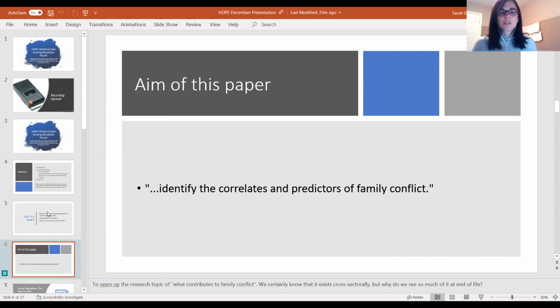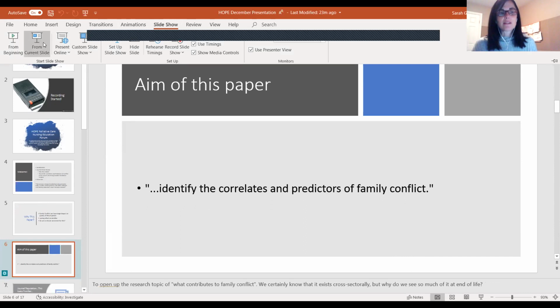I think it's really important for us to remember we want to think about what contributes to this family conflict. We know that it exists, and we want to know that it's there, and we want to really take a big dive into that.